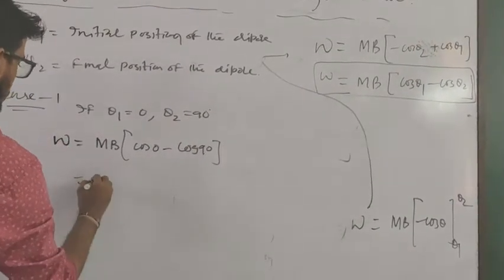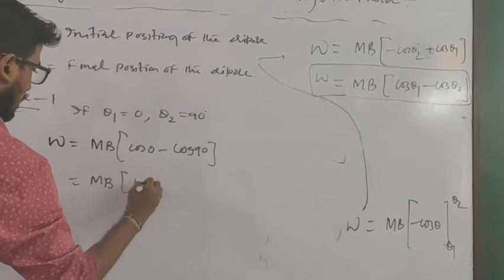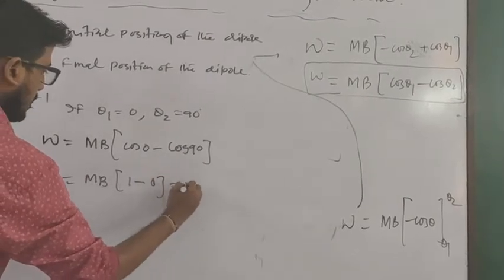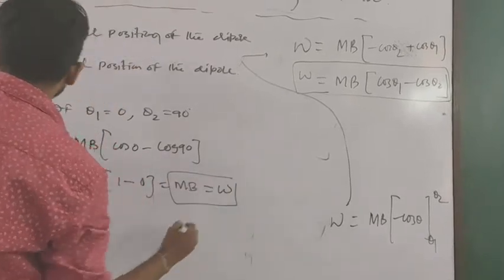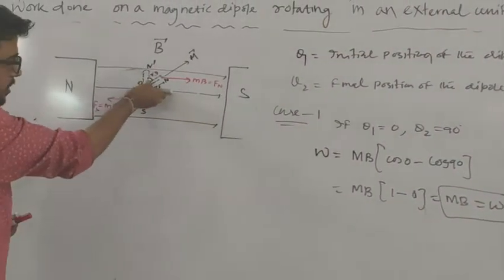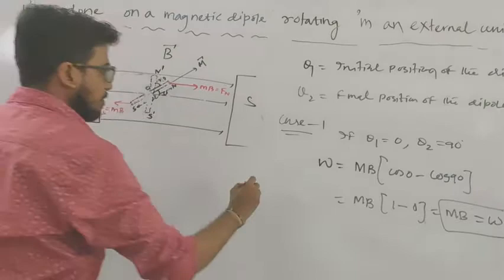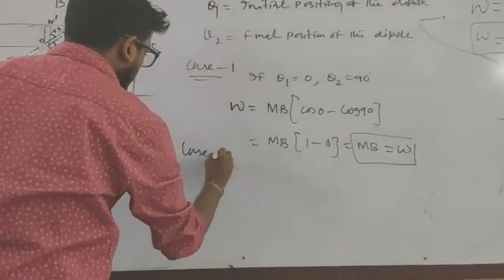So this will be how much? mB, cos 0 is 1, minus cos 90, which is 0. This will be how much? mB. So mB is the work done by the external agent when the dipole is rotated from 0 degree to 90 degree. Similarly, case 2.